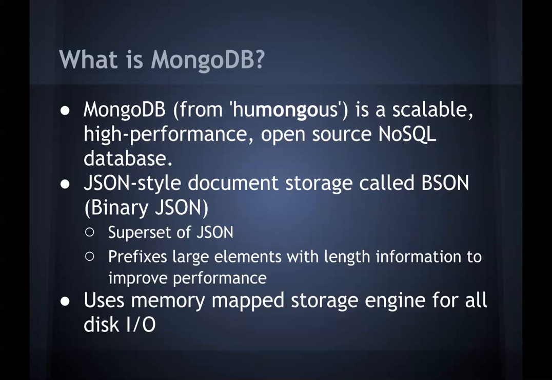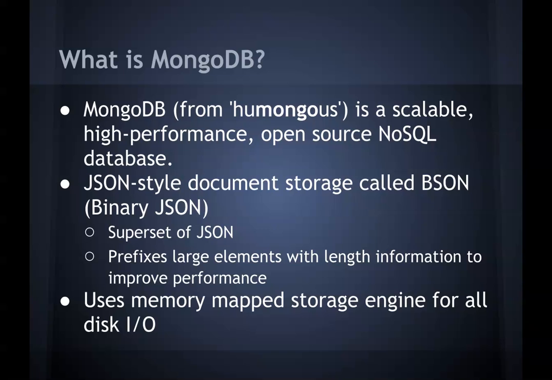So what is MongoDB? MongoDB comes from the word humongous. It's a scalable, high-performance, open-source NoSQL database. It uses JSON-style document storage called BSON, which is actually binary JSON, and BSON is a superset of JSON, and they have very similar data types, except BSON actually has a few more. JSON's got a very generic number type, and BSON actually has integers and floats, as well as a few other minor changes.